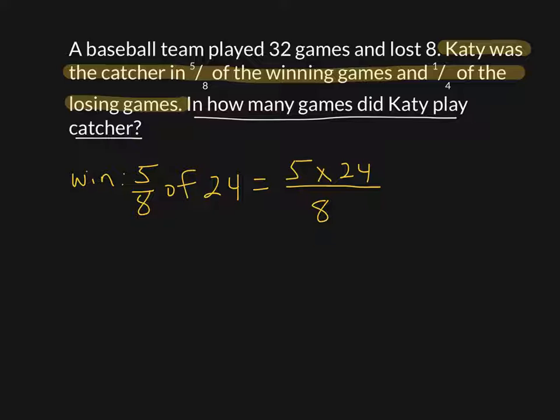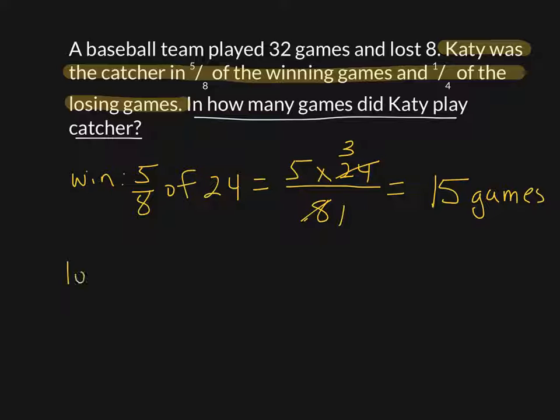And we can simplify this before we do the multiplication by factoring out the numerator and the denominator. And I noticed that 8 will go into both 8 and 24. It goes into 8 one time. It goes into 24 3 times. So when I do my multiplication, 5 times 3 is 15. And I've only got a 1 on the bottom. 15 over 1 is the same as 15 wholes. So she played in 15 winning games.